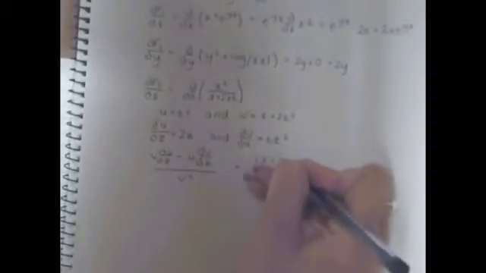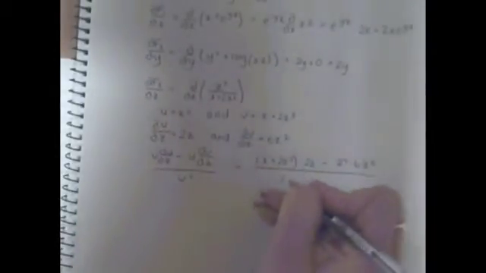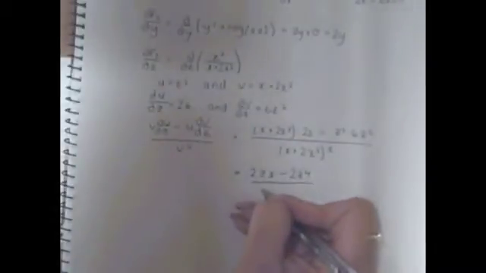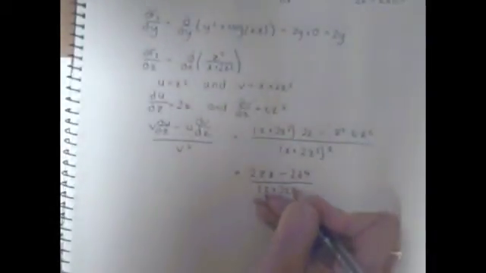The quotient rule is v du/dz in this case, minus u dv/dz, divided by v squared. And so we have x plus 2z cubed times 2z, minus z squared times 6z squared, divided by x plus 2z cubed squared. This is equal to 2zx minus 2z to the 4, divided by x plus 2z cubed squared.